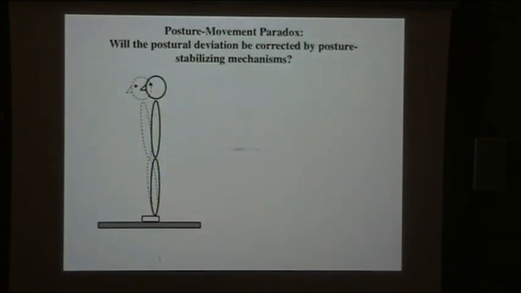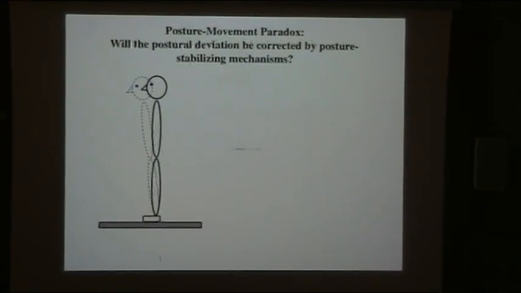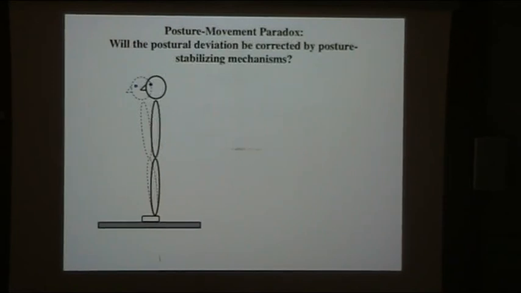Now, I showed this picture earlier during the discussion in the lab because now I want to link everything to a certain neurophysiology. So there is this thing that's called posture movement paradox. Look at these two body configurations, vertical and leaning forward a little bit.